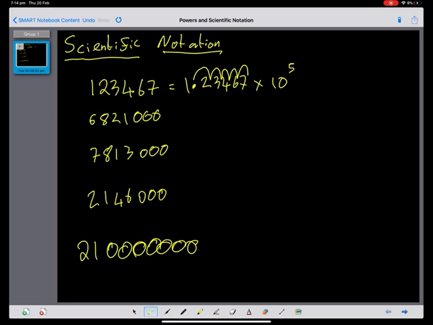I'm going to do the last one, and then I would like you to do the 3 in between. So let's do 2.1 times 10 to the 1, 2, 3, 4, 5, 6, 7, 8. Okay, so pause the video and do the 3 in between.